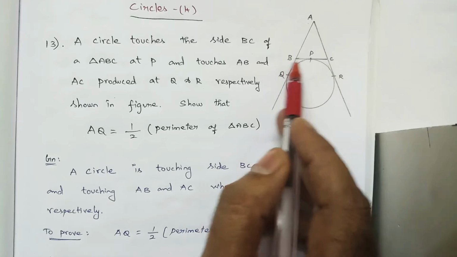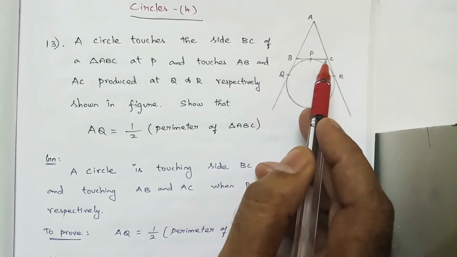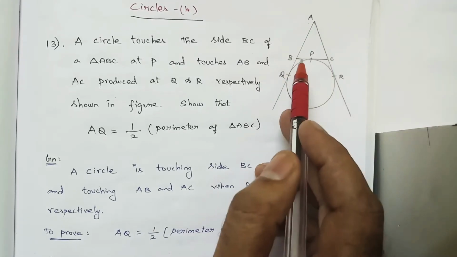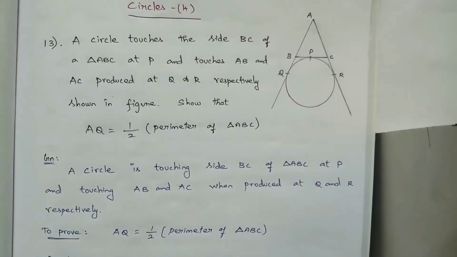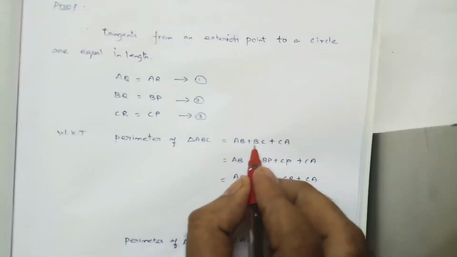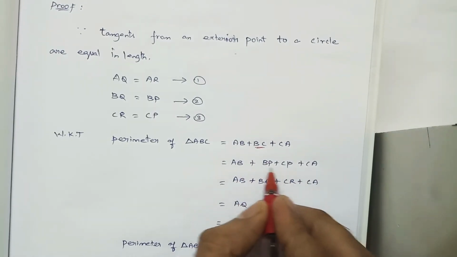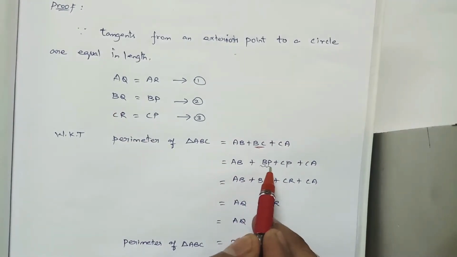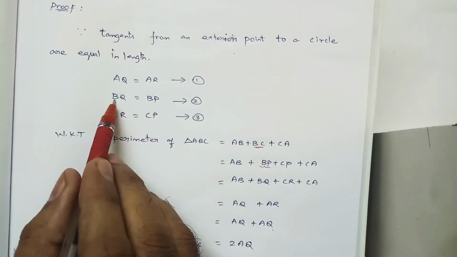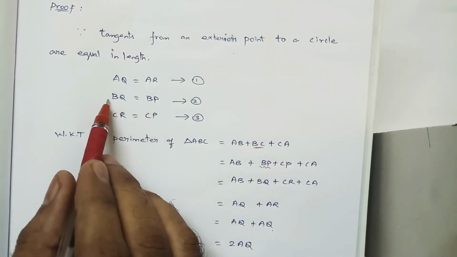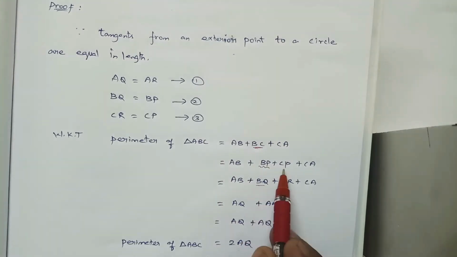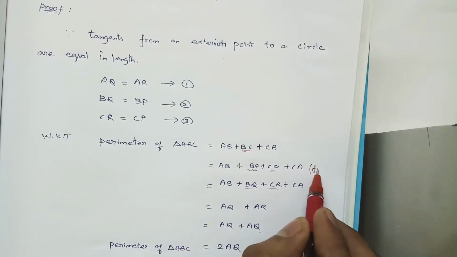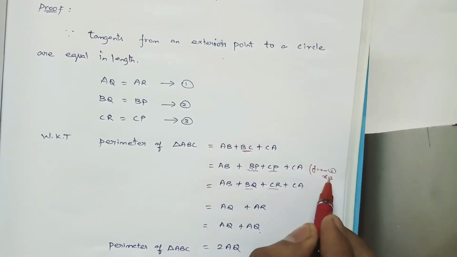See, I am just writing BC in terms of BP plus PC. I am just splitting BC into BP plus CP. Already we know from equations 2 and 3, instead of BP, what am I substituting? From equation number 2, BP is equal to BQ. So instead of BP, I substitute BQ. Instead of CP, what am I substituting? CR, right? From equation numbers 2 and 3.